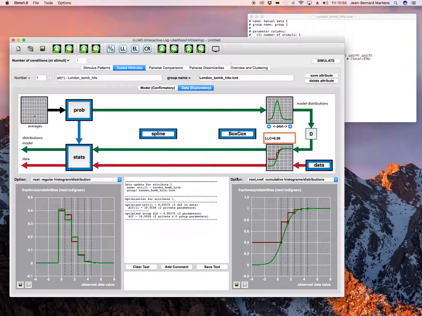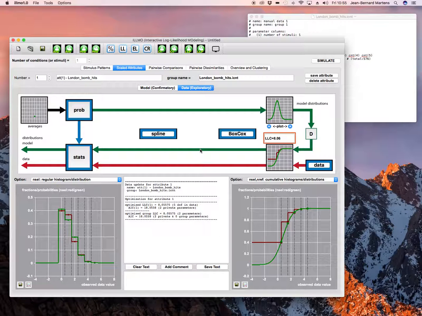After loading the data, the default choice in ILLMO is to approximate the data by a Gaussian distribution, which is shown here. So the red curve is the observed histogram. The green curve is the cumulative Gaussian distribution that is fitted to it, or equivalently, the red curve is just the regular observed distribution, and the green curve is the predictions based on the Gaussian model.